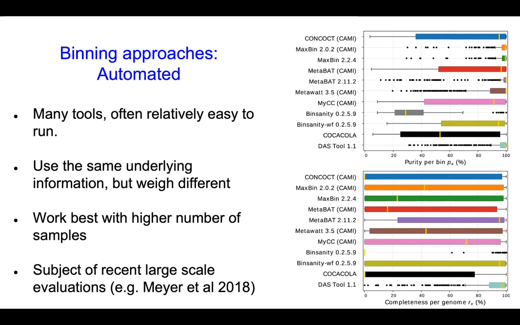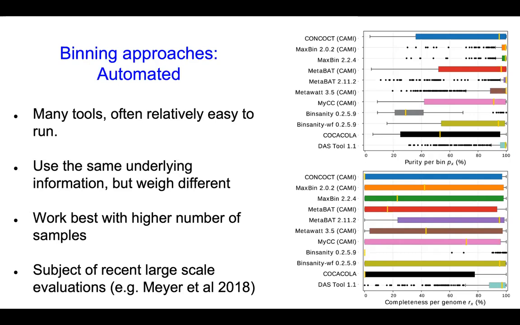Now we get to automated binning approaches. Starting from 2014 on, after differential coverage became accepted as a method in separating contigs belonging to different organisms, a lot of automated binners sprung up quickly.